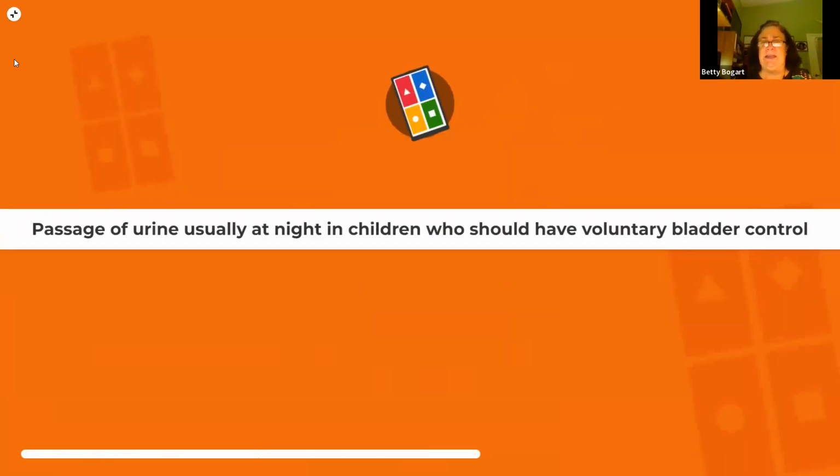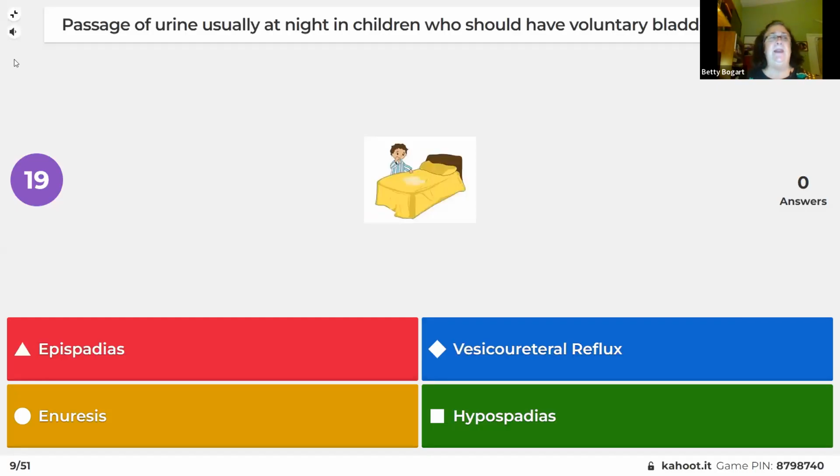Passage of urine, usually at night, in children who should have voluntary bladder control.